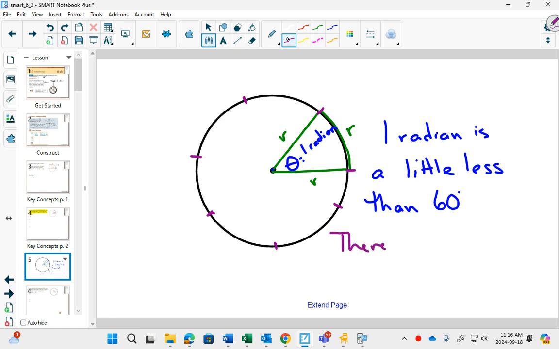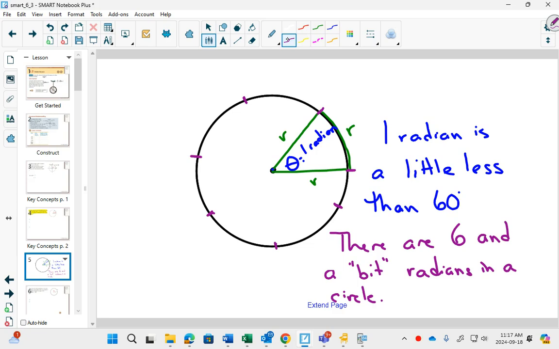Let's bother ourselves just a little bit. There are 6 and a bit. A bit is just something small. There are 6 and a bit radians in a circle. Again, that should make us feel a little bit awkward because it's not very precise. Are you ready to get precise?